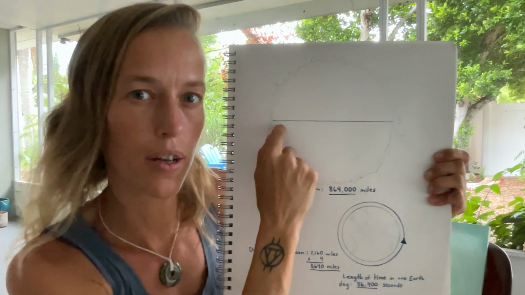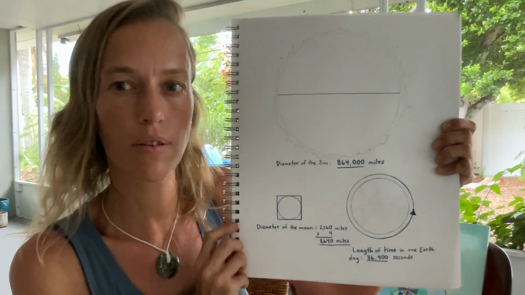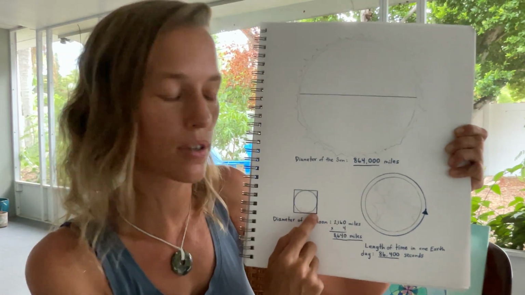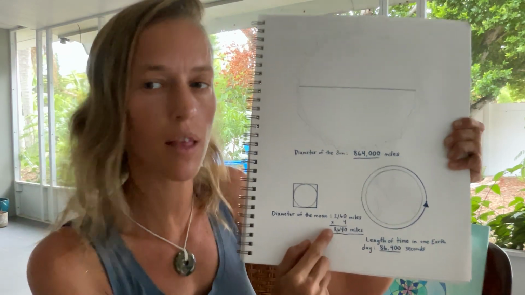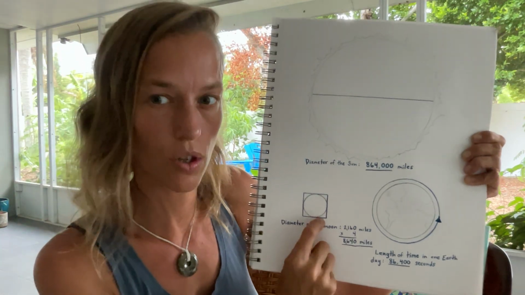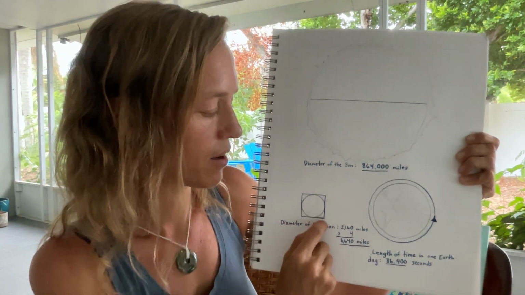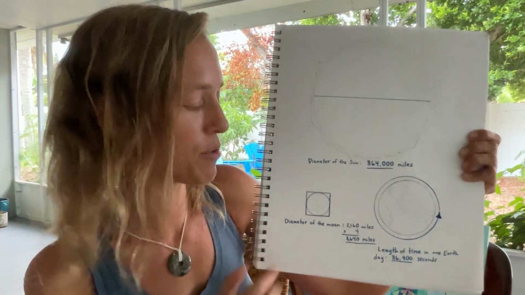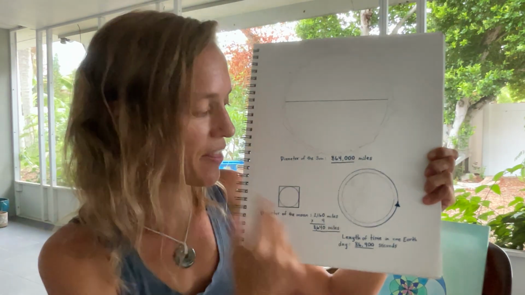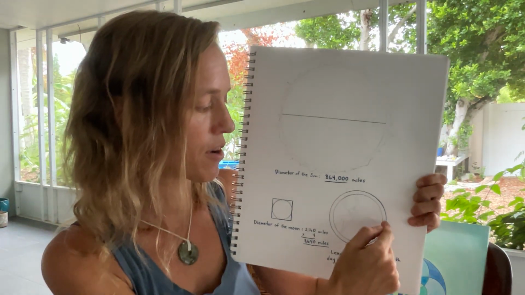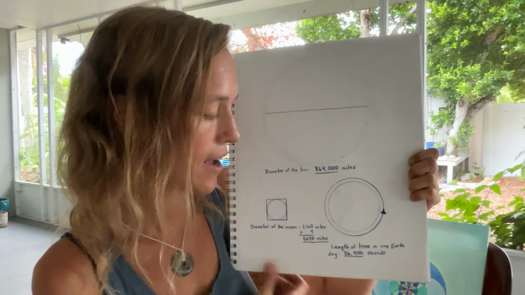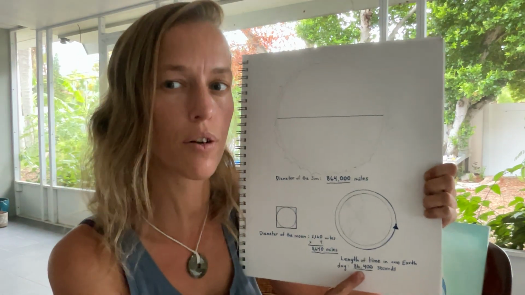But we have the diameter of the sun is 864,000 miles. And then we have the moon's diameter is 2,160 miles. And we multiply that by 4, we get 8,640. So Malcolm refers to this as the square of the moon. Basically, the diameter times 4. If you were to put the moon in a square, what would that square look like? And then we have the Earth, the number of seconds that it takes for one rotation of the Earth, one Earth day, the length of time is 86,400.